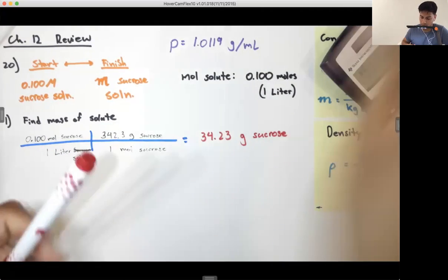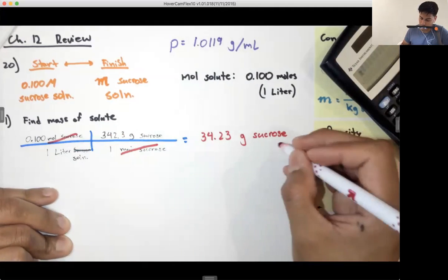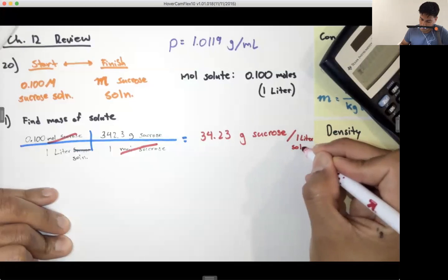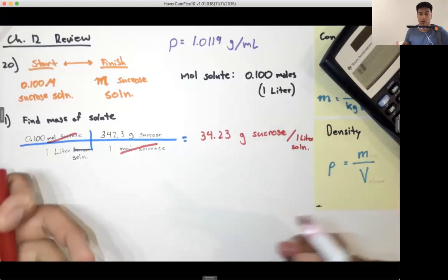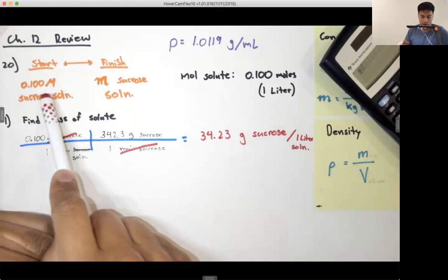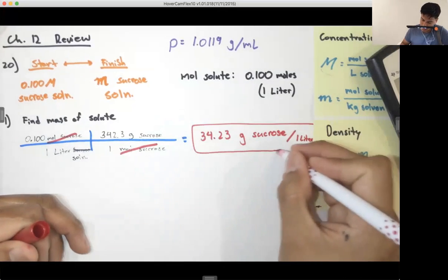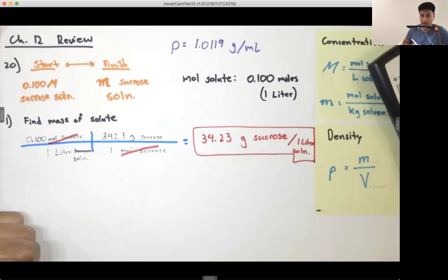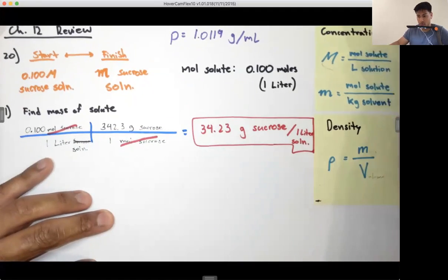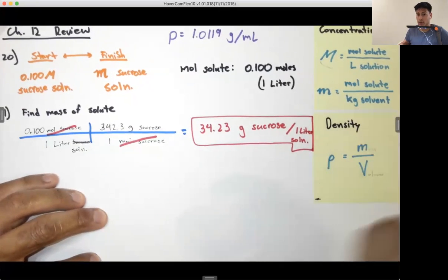So this cancels out, this cancels out. We have grams of sucrose, and we're just going to write it here per 1 liter of solution. That means that if you have 1 liter of sugar water, you have 34.23 grams of sucrose if it is this molarity. Let's circle that just so that we know to refer back to it. So next step, we now know the grams of sucrose in the solution that we were given. How can we figure out the kilograms of just the water?